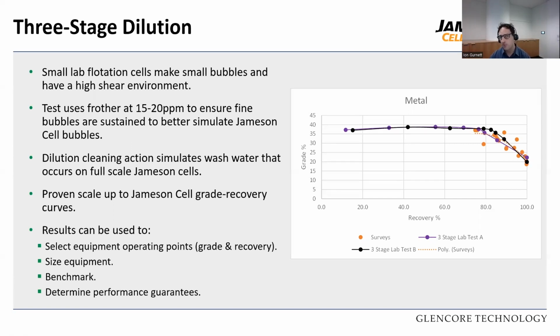And here's another example on the right. These results from the grade recovery curve can allow us to select the equipment operating points, size equipment, allow us to benchmark, and will provide the foundations of performance guarantees if you were to get a Jameson cell based off one of these tests.